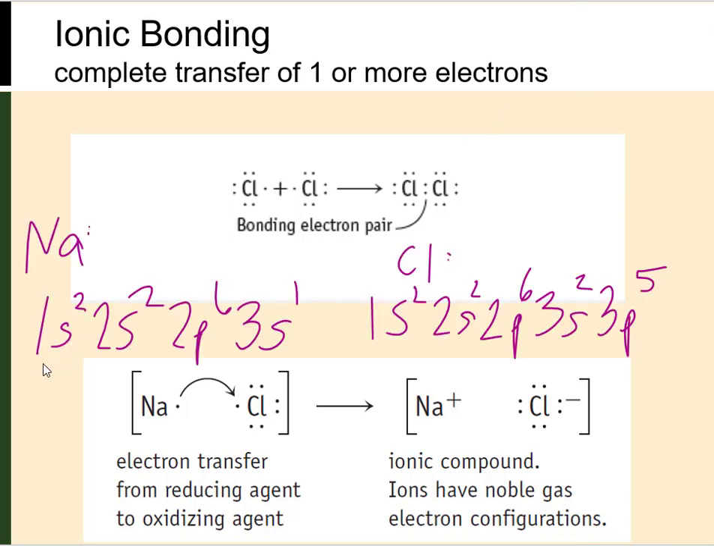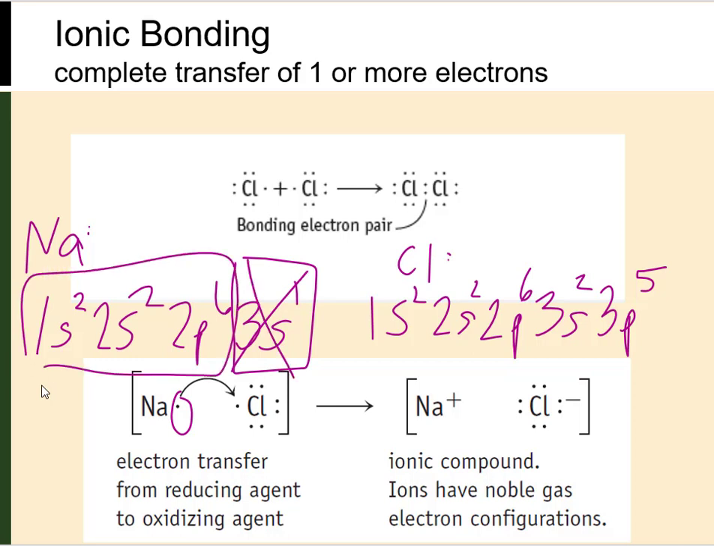If we look at their electron configurations, sodium, for example, is 1s2, 2s2, 2p6, 3s1. It has a very low ionization energy. That means it readily loses an electron to form Na+. And when I say it loses its outermost electron, that means this 3s1, that one electron, it readily will lose to become 1s2, 2s2, 2p6. If we think about that, that is neon's electron configuration. So then it becomes Na+.